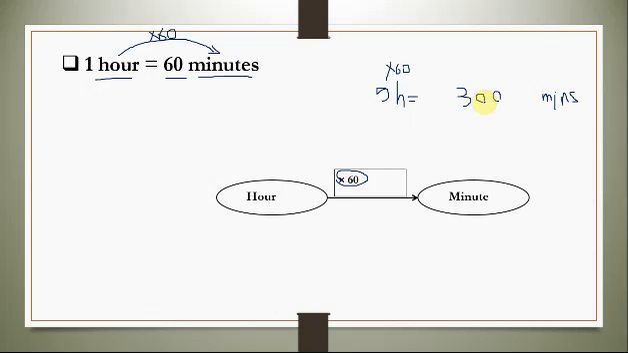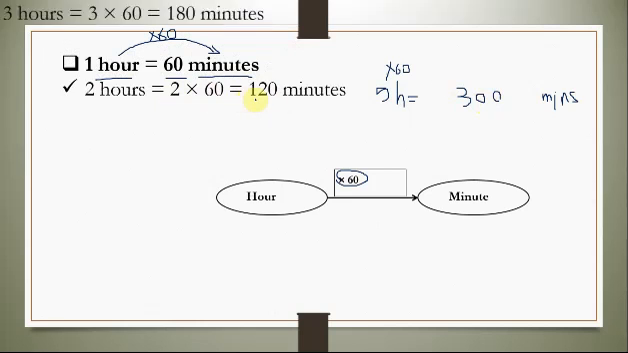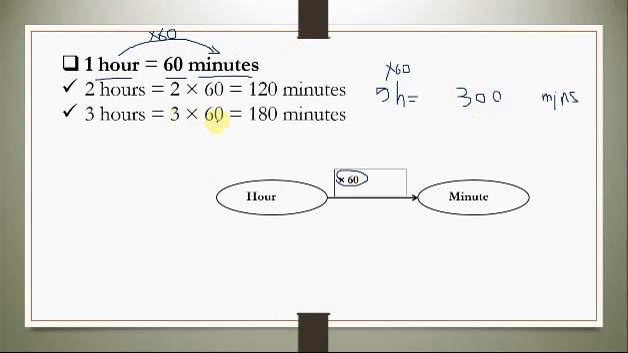What about 2 hours? So 2 times 60. And 2 times 60 equals 120. Why? Because here it is 2 times 0 equals 0, and 2 times 6 equals 12. 3 hours, 3 times 60. 3 times 0 equals 0, 3 times 6 equals 18. 4 hours, 4 times 60. 4 times 0 equals 0, and 4 times 6 equals 24. So 2 hours equals 120 minutes, 3 hours equals 180 minutes, and 4 hours equals 240 minutes.